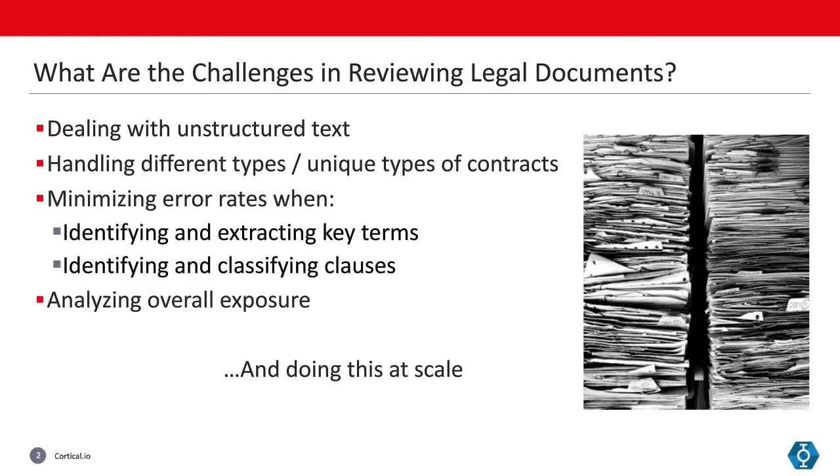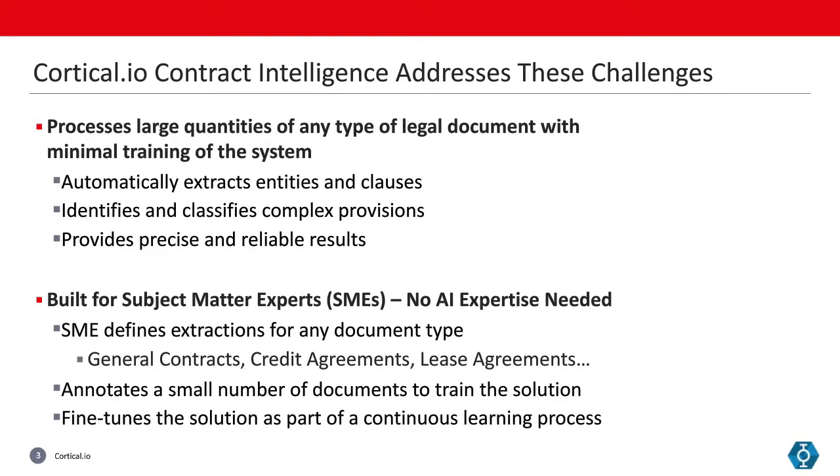Cortical.io Contract Intelligence addresses these challenges. It is a purpose-built artificial intelligence solution designed to improve the productivity of legal review. It can be quickly trained to automatically extract and classify key elements of any kind of legal document. And because it is based on Cortical.io's unique approach to natural language understanding using the sparse distributed representations as described by Michael, the solution delivers precise and reliable results. Best of all, it can quickly and easily be trained by subject matter experts, no AI experts required.